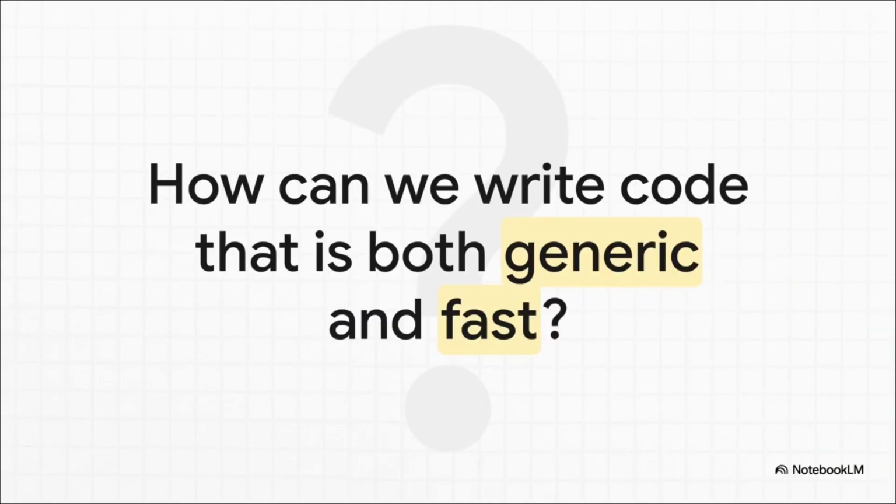For decades, this question has been at the very heart of a huge trade-off in software. We all want our code to be reusable, right? To work with many different types of data. But that flexibility has always seemed to come with a performance penalty. So the real question is, how do we get the best of both worlds?